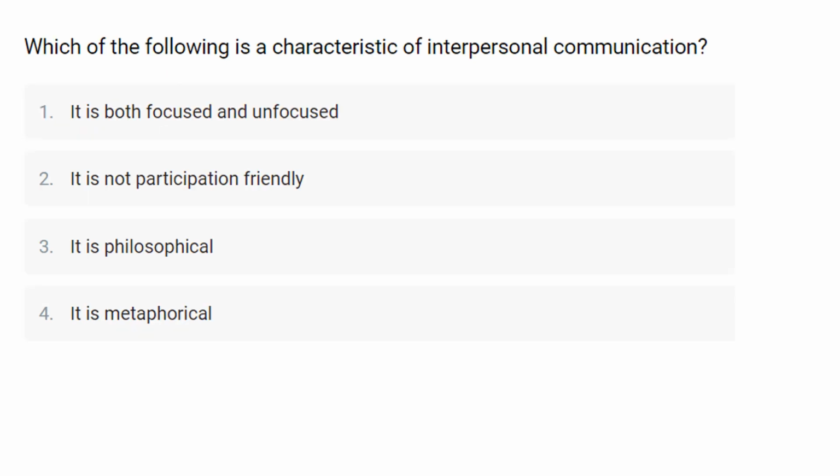Which of the following is the characteristic of interpersonal communication? So here in this question they ask which of the following is considered as the characteristic of interpersonal communication. The first option is it is both focused and unfocused, second one is it is not participation friendly, third one is it is philosophical and the last one is it is metaphorical.